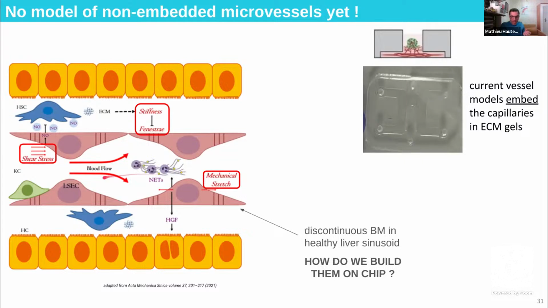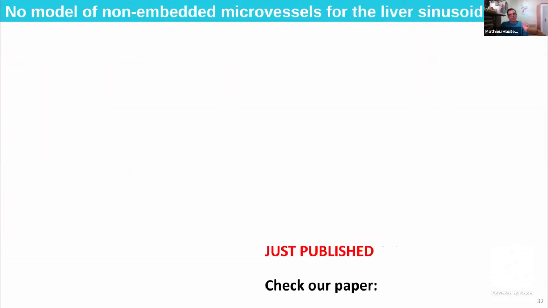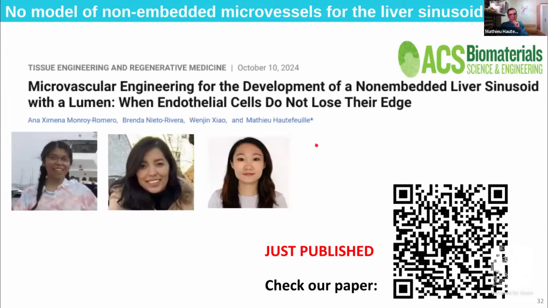And we want to also mimic how the blood flow is impacting the phenotype of those cells, and how maybe it can trigger some pathologies, or it can trigger also liver regeneration. So we need a self-sustained, not embedded vessel to do that. And that's precisely what we published.